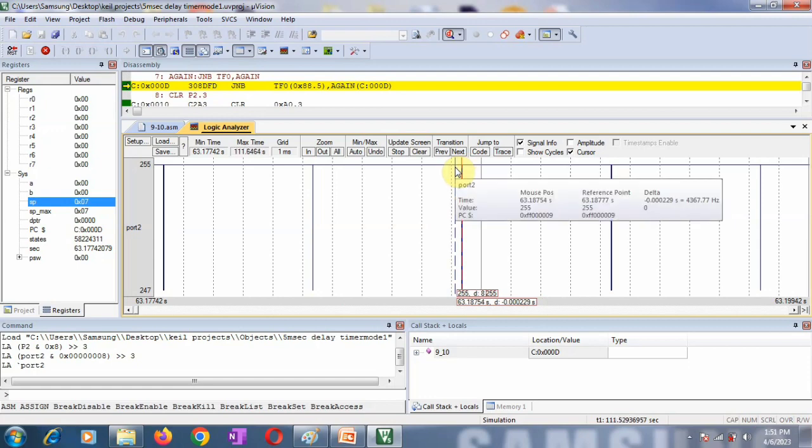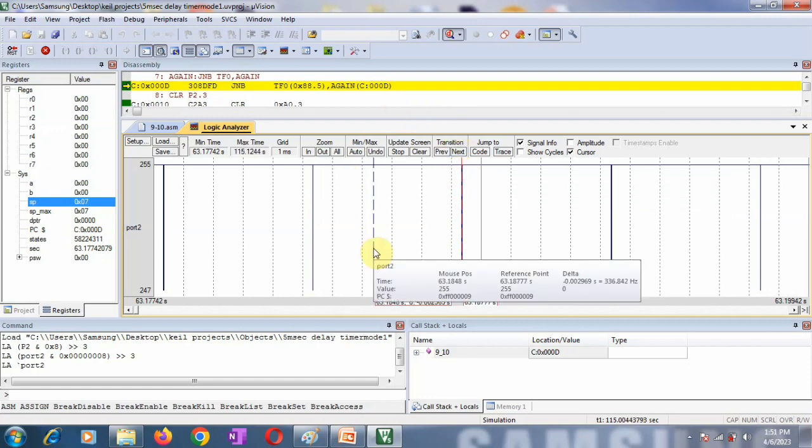So this is all about the mode 1 programming of timers in 8051 microcontroller.